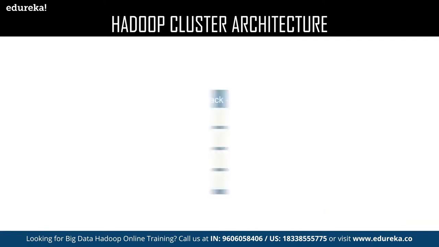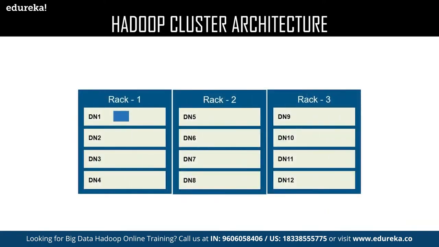Let us look at an example to understand this in a better way. Here I have a data block on data node 1, and data node 1 is available on rack 1, which happens to be our local rack.